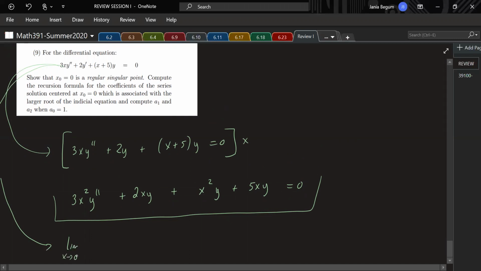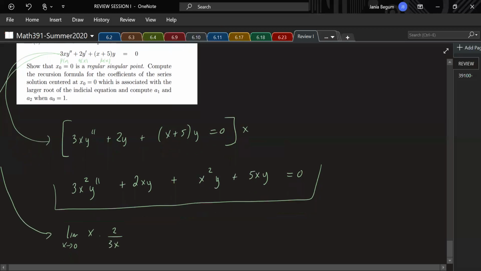So we take the limits as x approaches x naught. We're given x naught is 0, so x approaches 0, of x minus x naught, which is x, times Q over P. So this is P, this is Q, this is R. That's the notation we used. So we do 2 over 3x, and then take the limit, and this would give us beta. So what is this limit? It will be 2 over 3, right? Because the x's will cancel out.